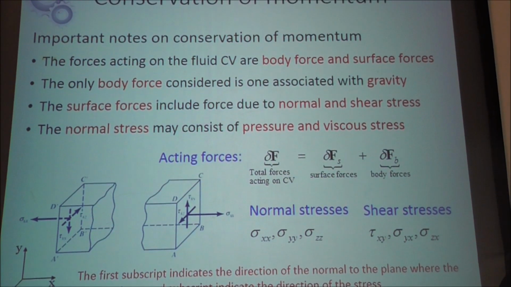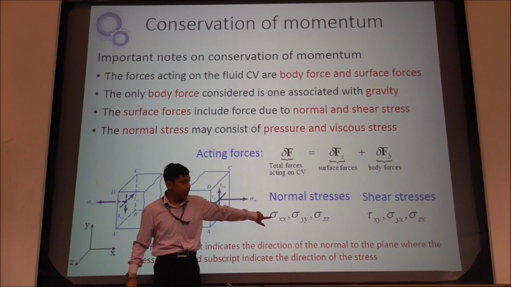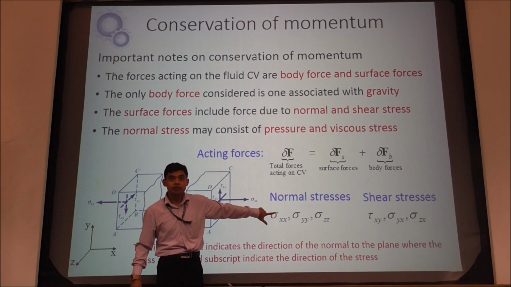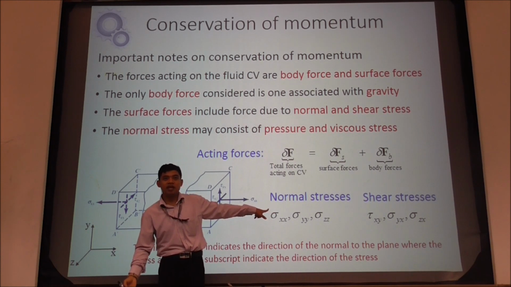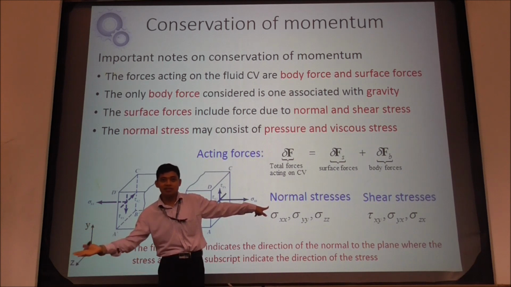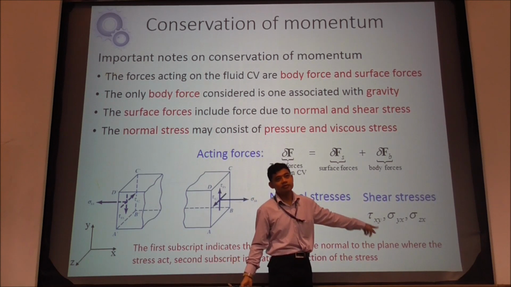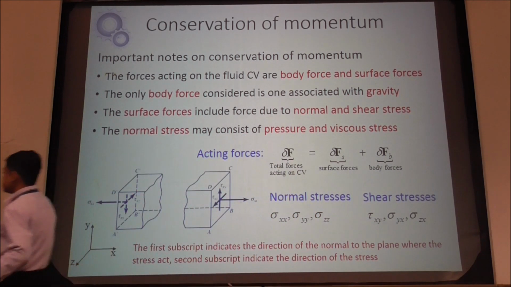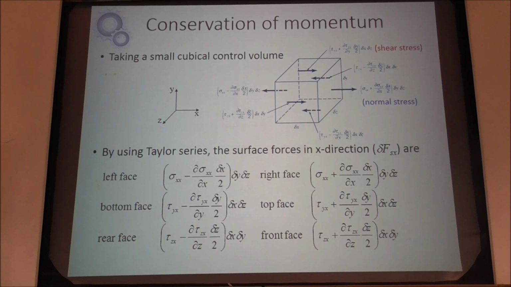Just to differentiate, usually normal stress is given by this sigma. We call it sigma. Up to you if you want to call it something else, it's just a name. Even if you name rho as something else, it's still rho. This one, tau. Shear stress is tau. Yes, this is what you will have.